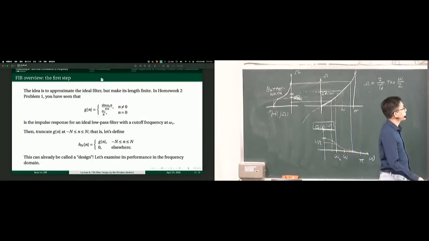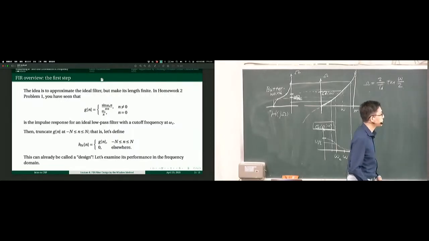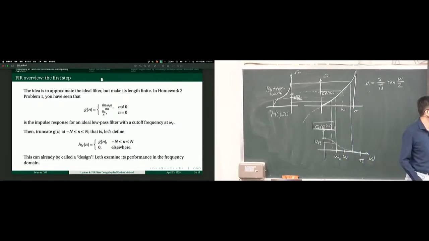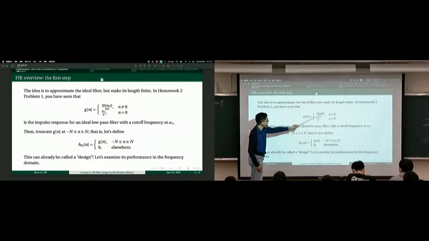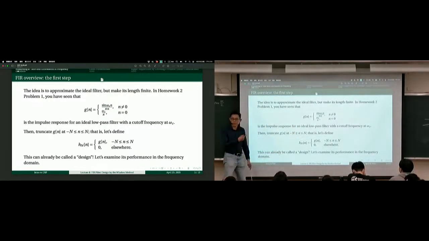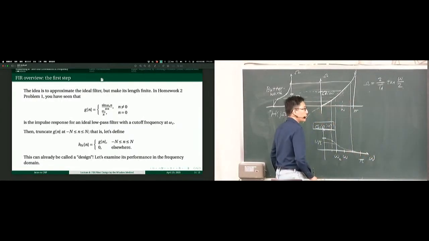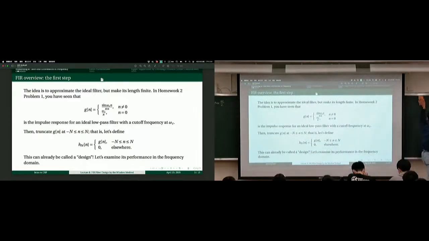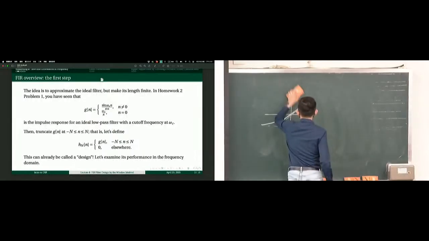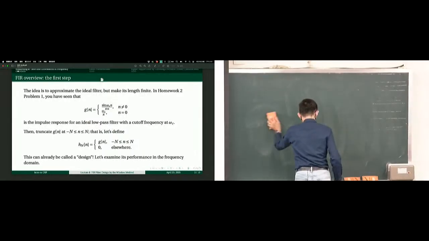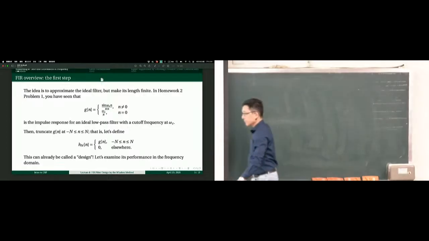You have seen this sinc function in discrete time. This is the impulse response for an ideal low-pass filter, which has omega c as its cutoff frequency. We have seen that quite many times. But as I introduced earlier in this semester, this ideal low-pass filter cannot be implemented. Why?